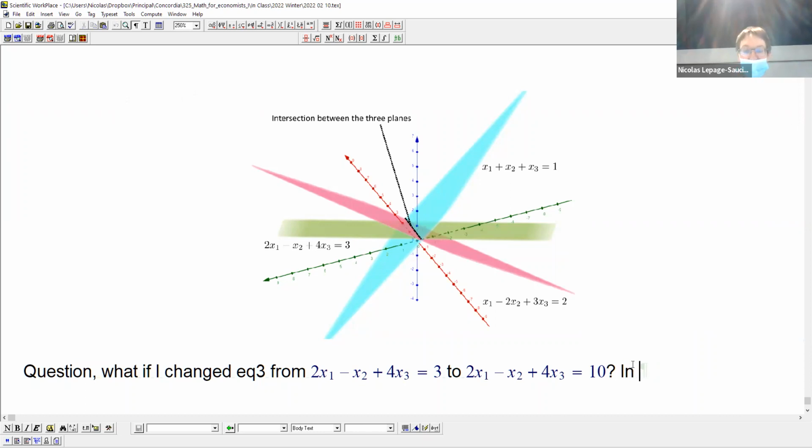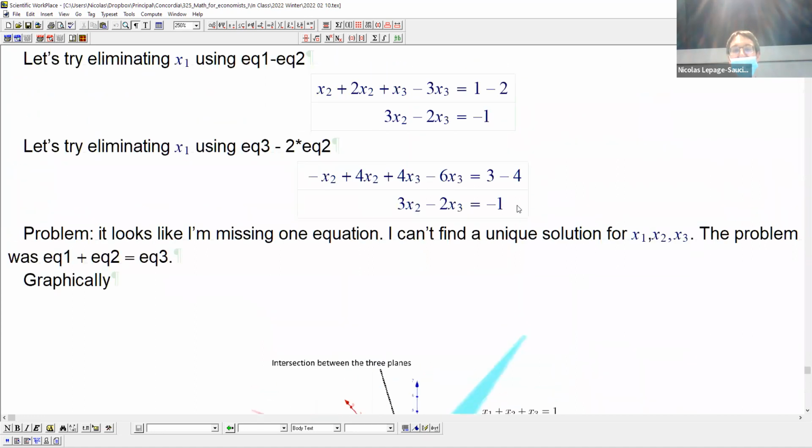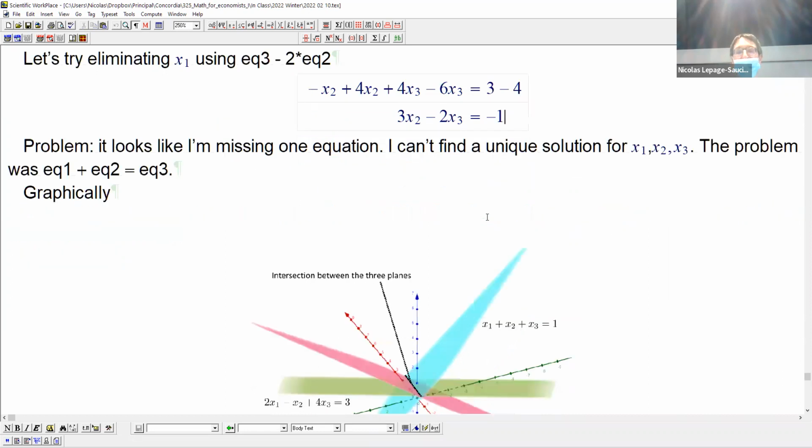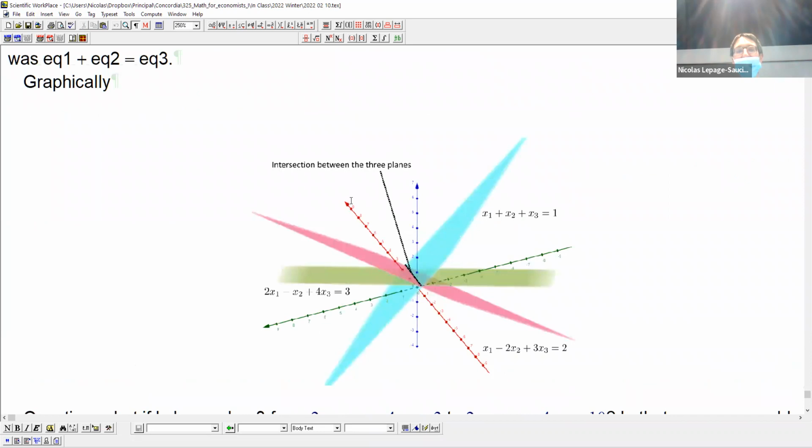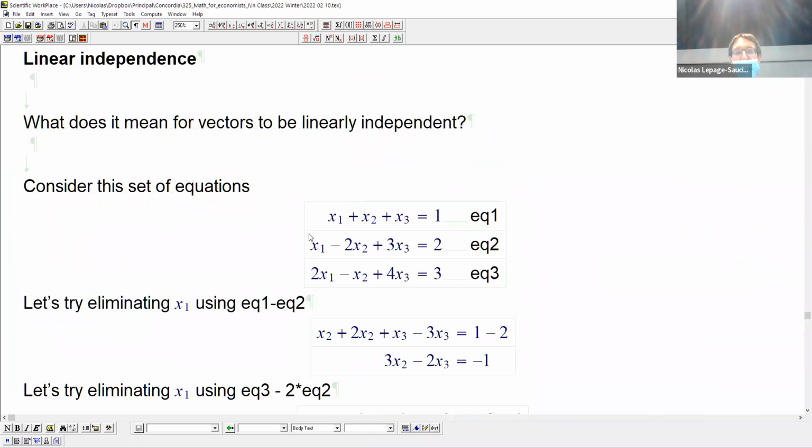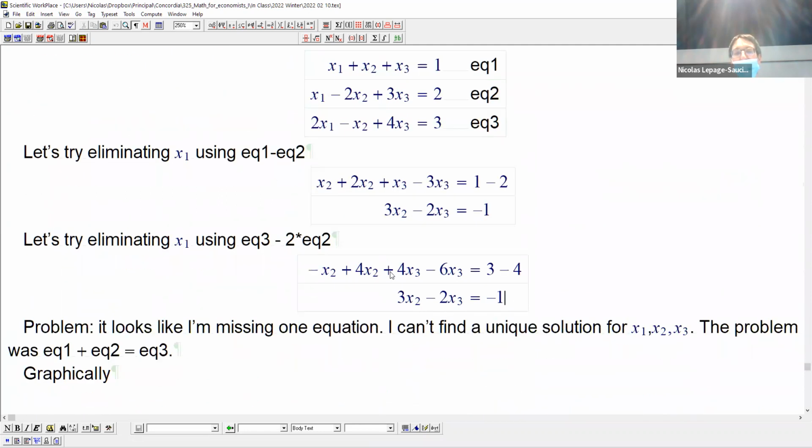Well, what if I change equation 3? What I would have gotten is, say, instead of -1, something different. But so I would have had zero solutions. Instead of an infinity of solutions, I would have had zero solutions. So the problem really lies in these coefficients there. The set of coefficients 1, 1, 2, 1, -2, -1, and 1, 3, 4.